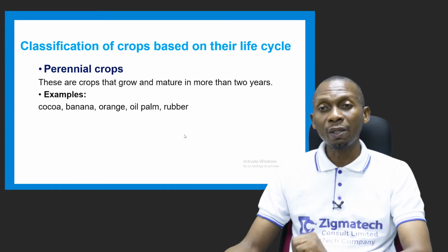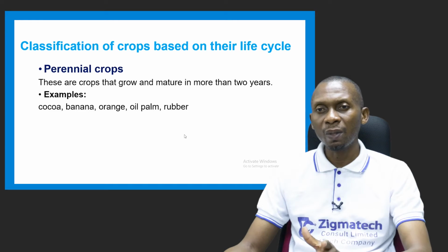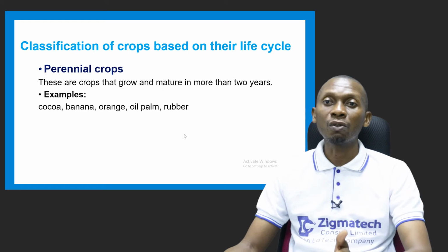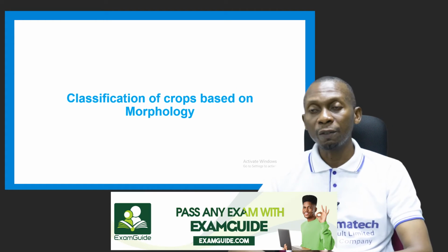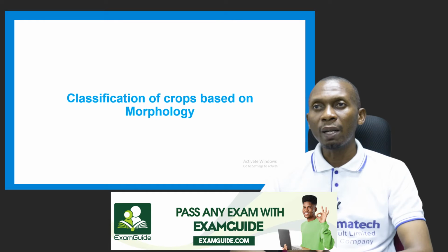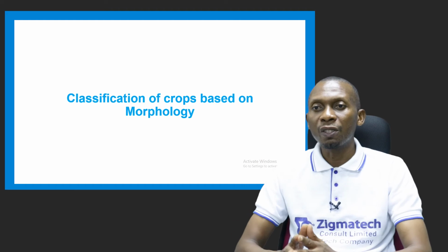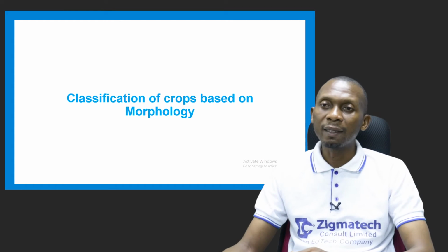We also have ephemerals, which are crops that mature several times within one season. That means they use few weeks to complete their life cycle. They are called ephemerals, but it was not captioned here, but I've mentioned it for us to also take note of that. Now let's look at the classification of crops based on morphology. So when we talk about morphology, we're talking about the physical character features, the external features of our crops or plants.